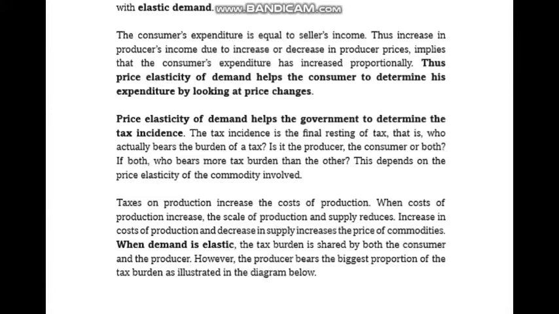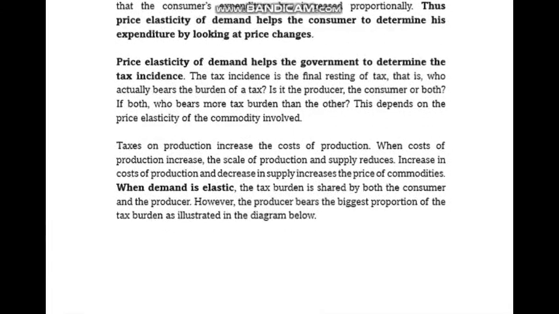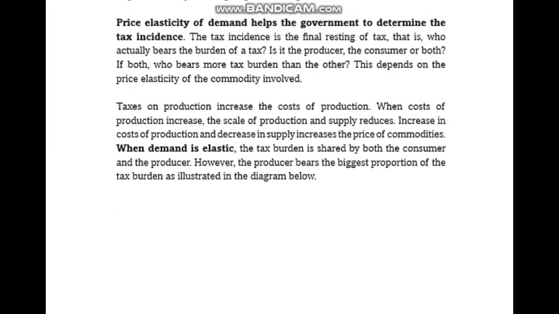Now the consumer's expenditure is equal to the seller's income. Thus, an increase in the producer's income due to an increase or decrease in prices implies that the consumer's expenditure has changed proportionately. Thus, price elasticity of demand helps the consumer to determine expenditure by looking at price changes. It also helps the government to determine the tax incidence.